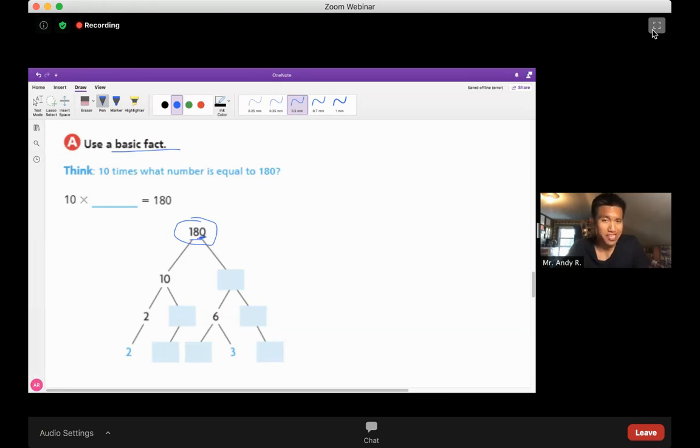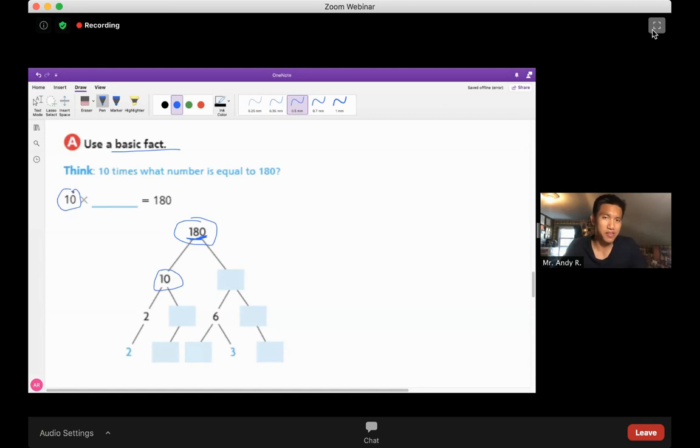So you see 180, it has a 0 as the last digit. Anything that has a 0 as the last digit, we know it's got to be a tens number. So 180 is a tens number. I mean, it's a hundreds number, but it's also a tens. There's 18 tens right here. And if it's a tens number, it's divisible by 10.